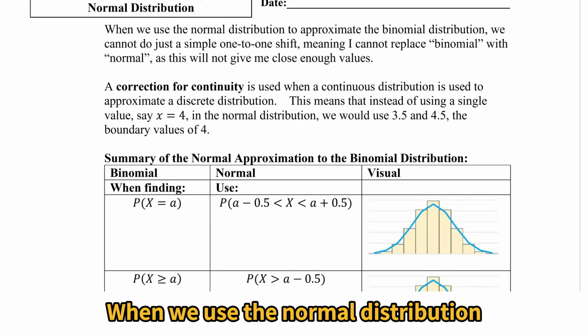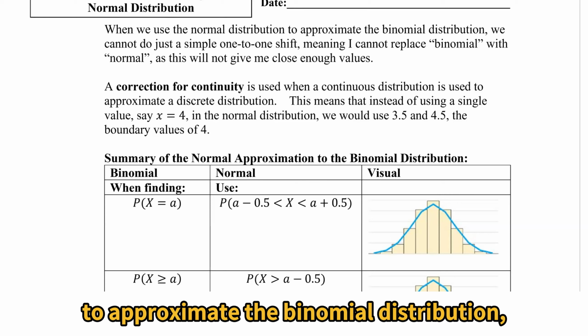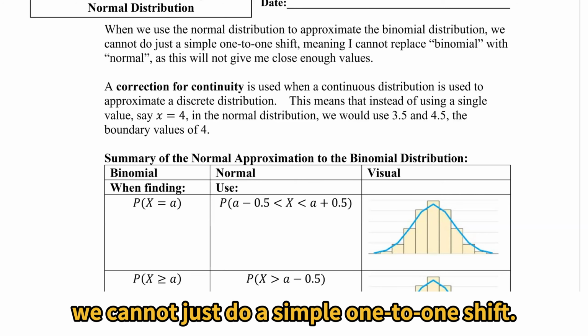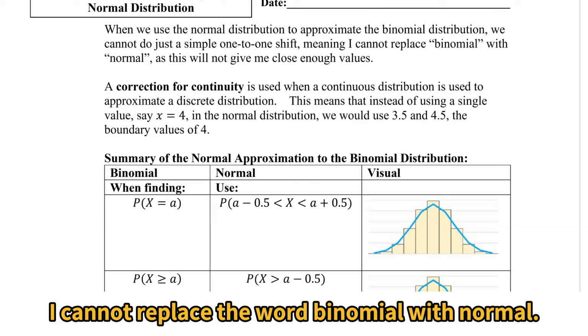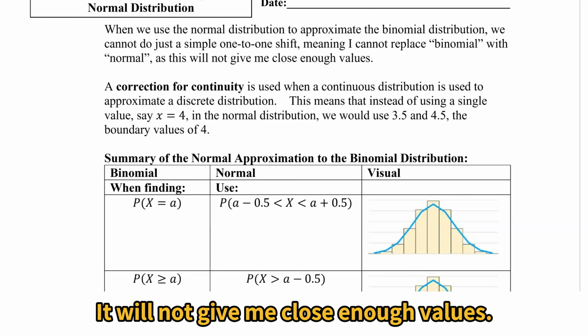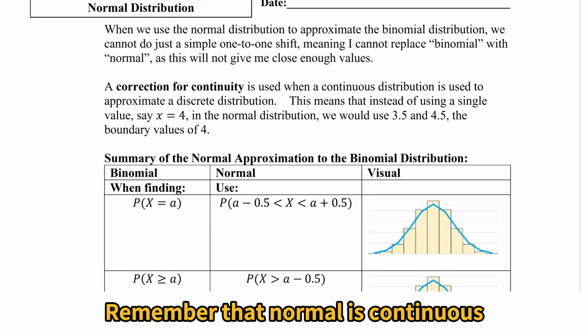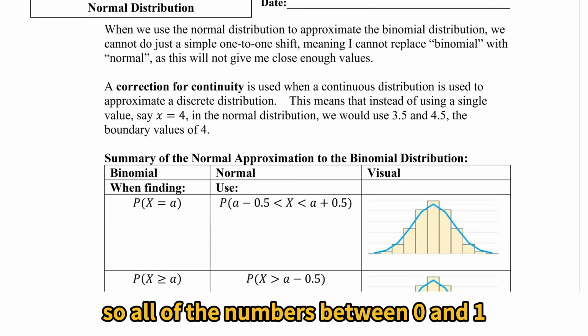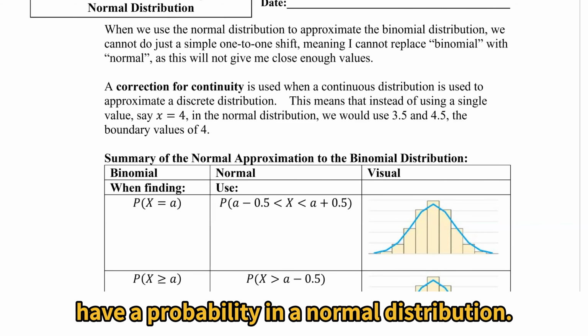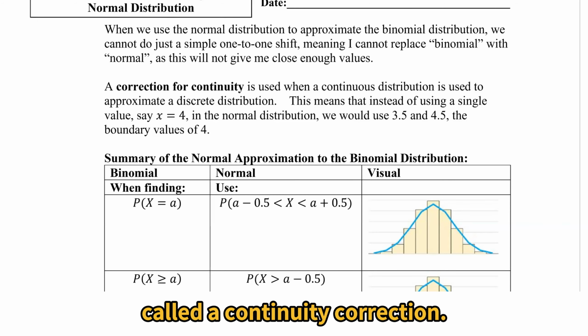When we use the normal distribution to approximate the binomial distribution, we cannot just do a simple one-to-one shift. I cannot replace the word binomial with normal. It will not give me close enough values. Remember that normal is continuous, so all of the numbers between 0 and 1 have a probability in the normal distribution. We have to use something called a continuity correction.